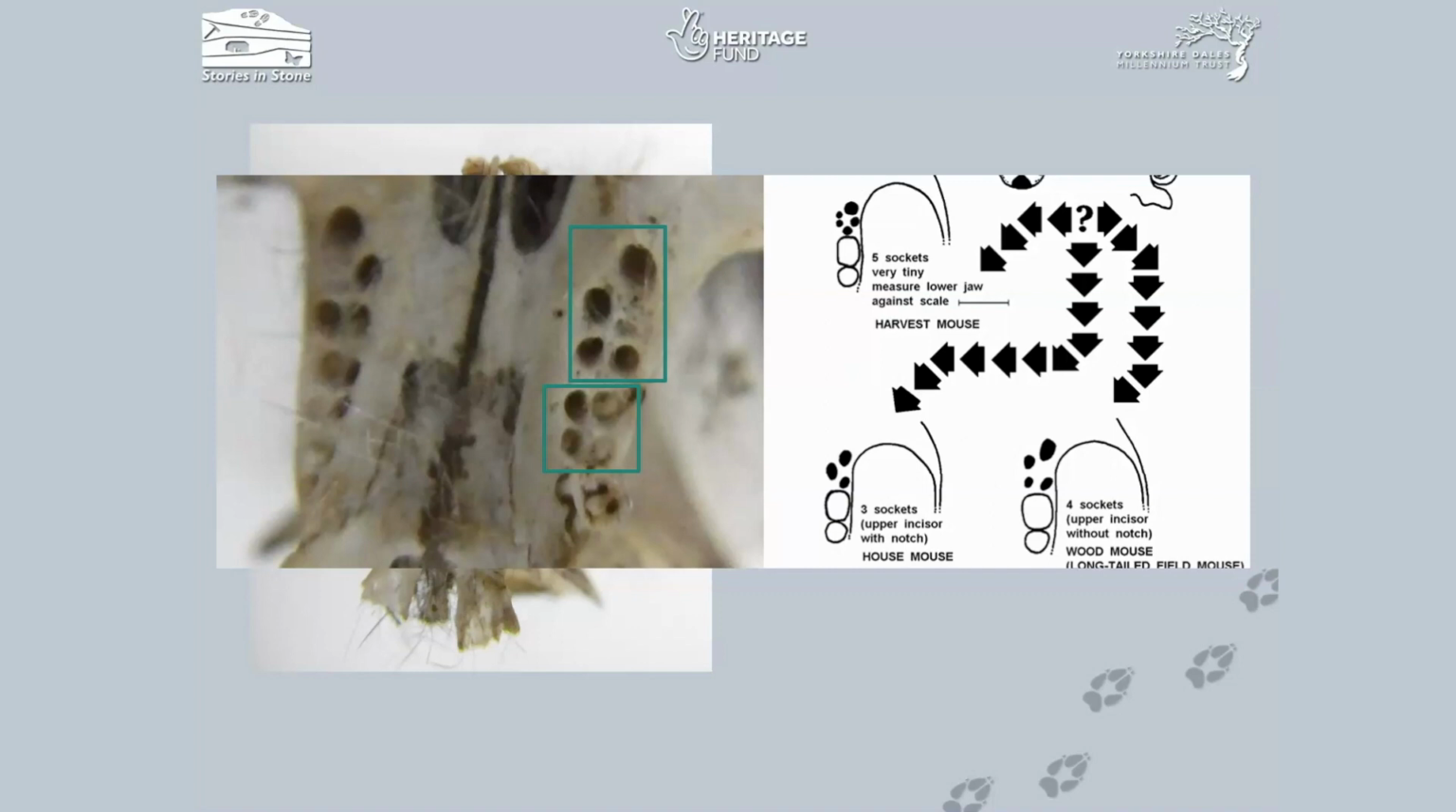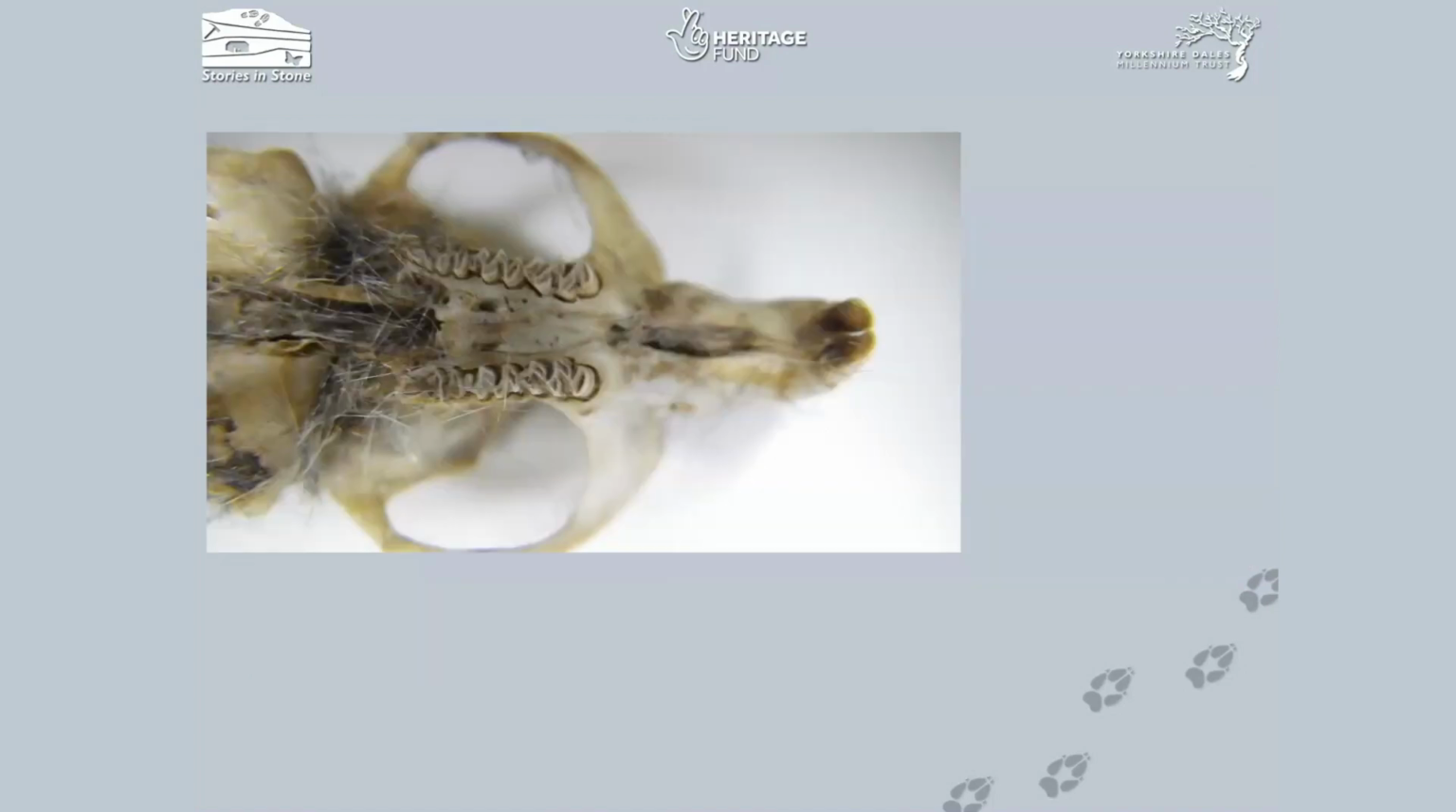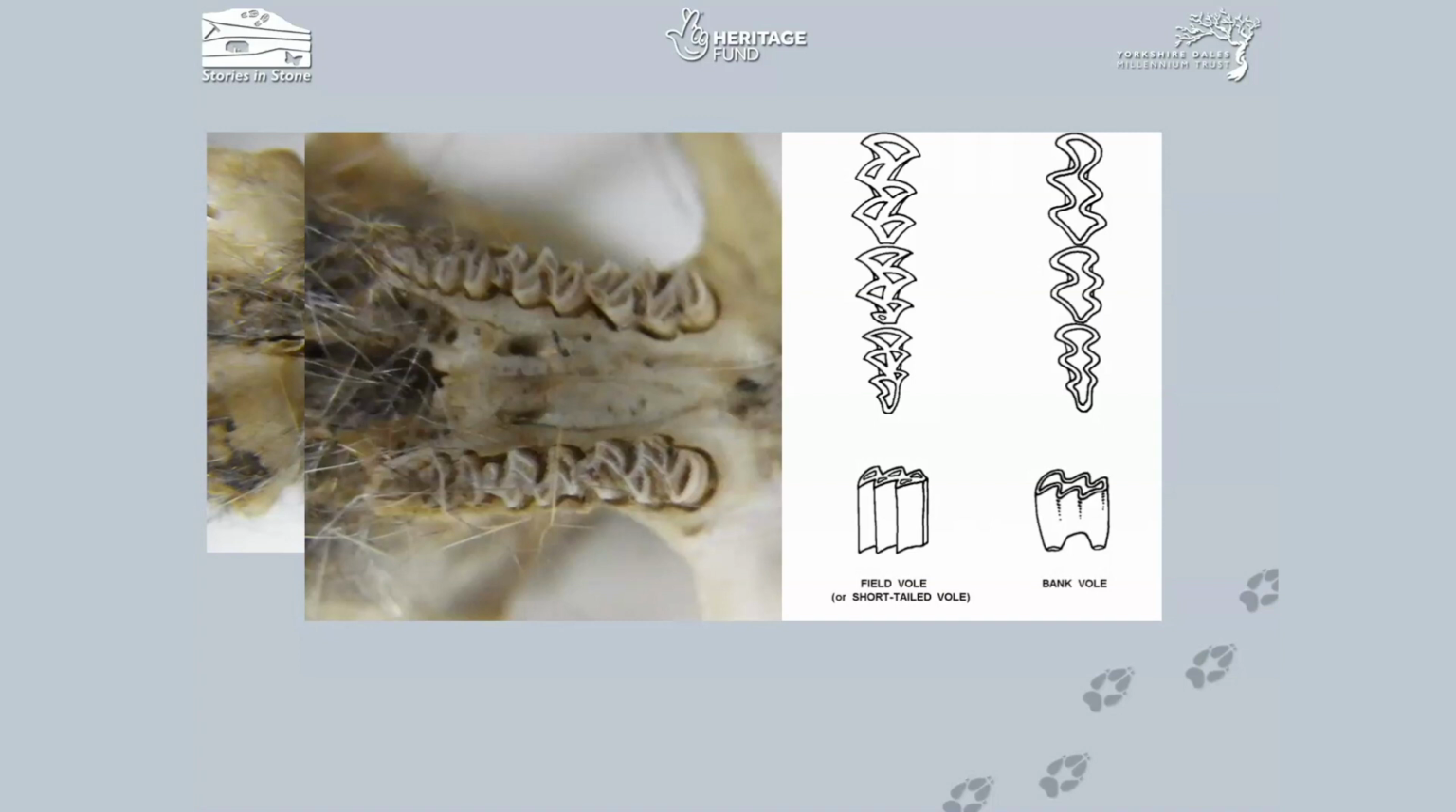And from the key, we can see that 4 sockets tells us we've got a wood mouse. If we have a look at this skull here, you can see that we've got this zigzag pattern that is of the voles. The difference between the two is that the bank vole tooth, if you pull it out, would be quite ridged, and you can see there are 2 root sections at the base of the tooth.